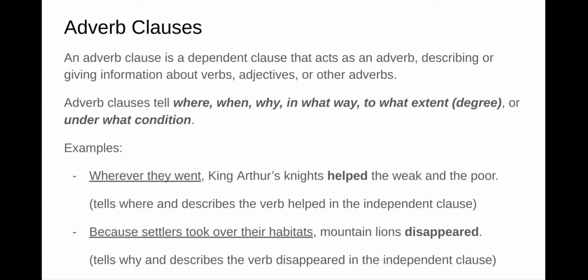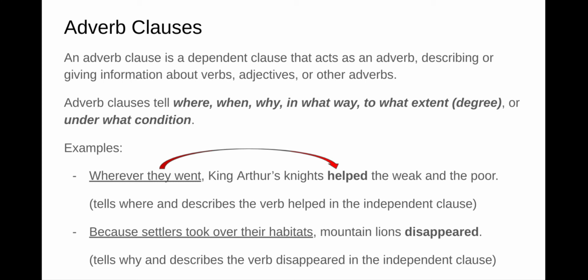So let's look at our first example. Wherever they went, King Arthur's knights helped the weak and the poor. So in this case, wherever they went, that adverb phrase is describing the verb helped. It's telling us where that action, where that helping takes place. Wherever they went is where they helped.